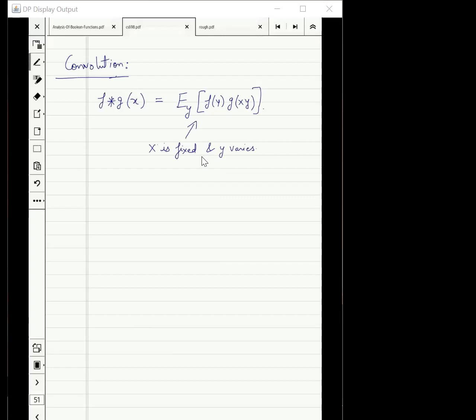Now, knowing this, I want to calculate the Fourier transform of this function. So here, what do you mean by g of xy? So xy, what is the meaning? See, y, what is y? Y is a string in {-1, 1}^n. X is also a string in {-1, 1}^n.